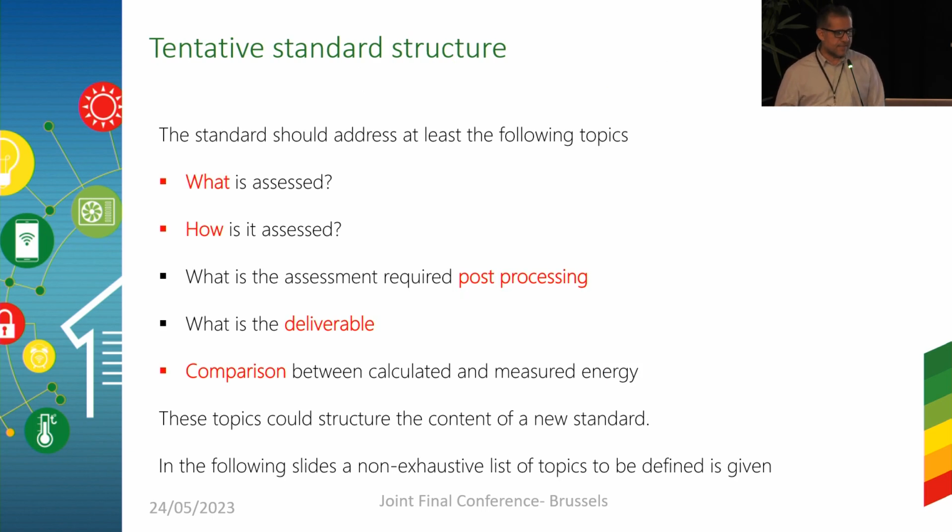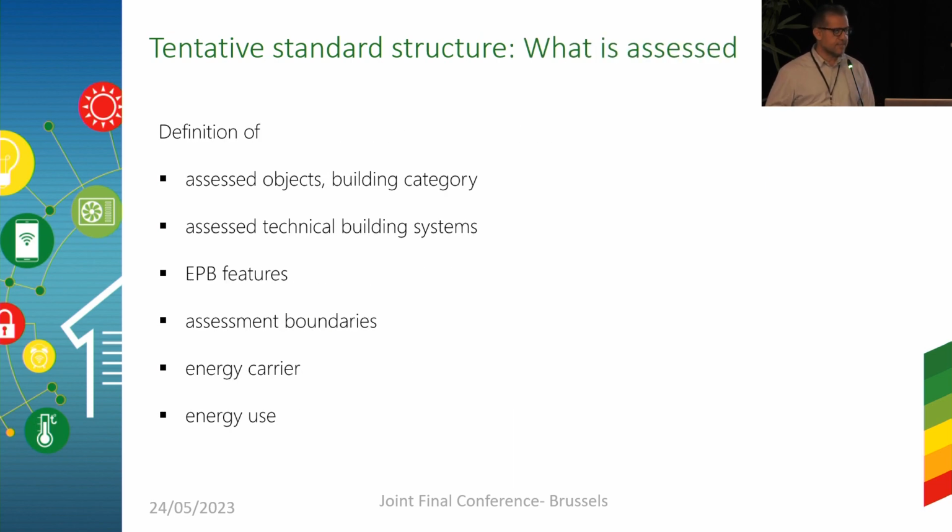Now, a tentative structure of the standard as we started developing and delivering the standard. The structure has more or less 5 pillars. The first one is to describe what we assess. The second one, how we assess it. The third one, the post-processing procedures. We also comment on the actual deliverable of the procedure and how we compare the outcomes of the asset and the operational rating.